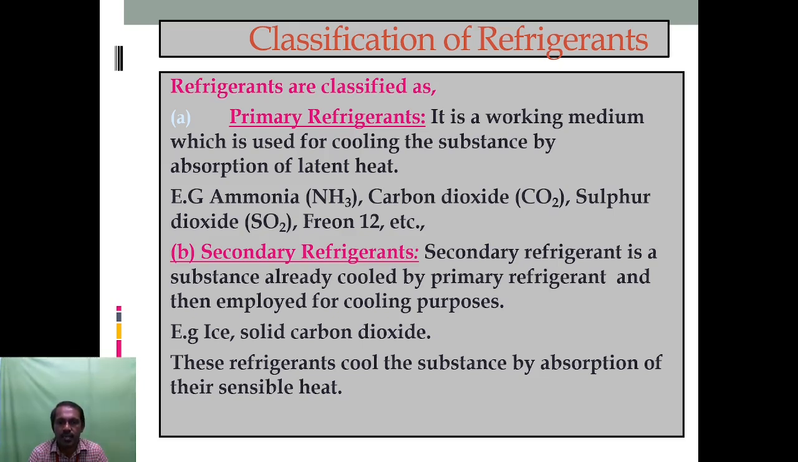The secondary refrigerant is a substance already cooled by the primary refrigerant and then employed for cooling purposes. Examples are ice and solid carbon dioxide. It works by sensible heat, and this kind of refrigerant is in the solid state.